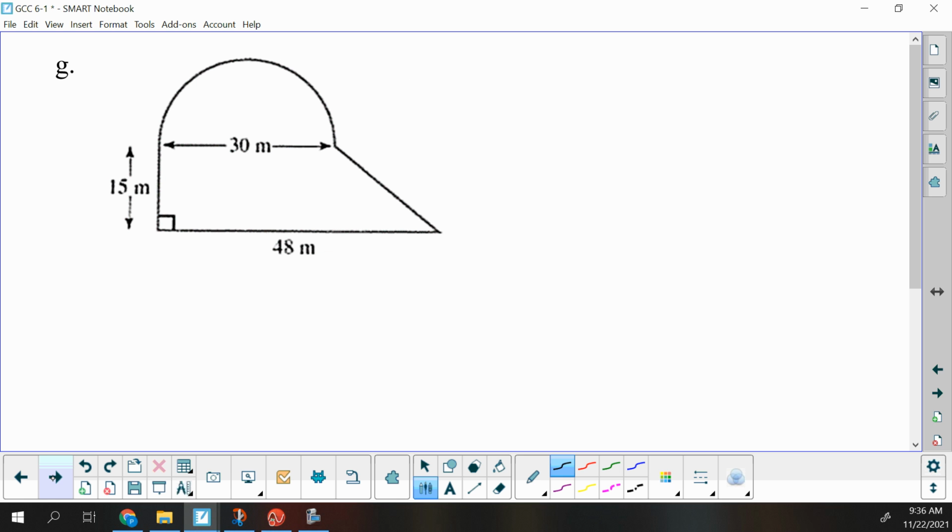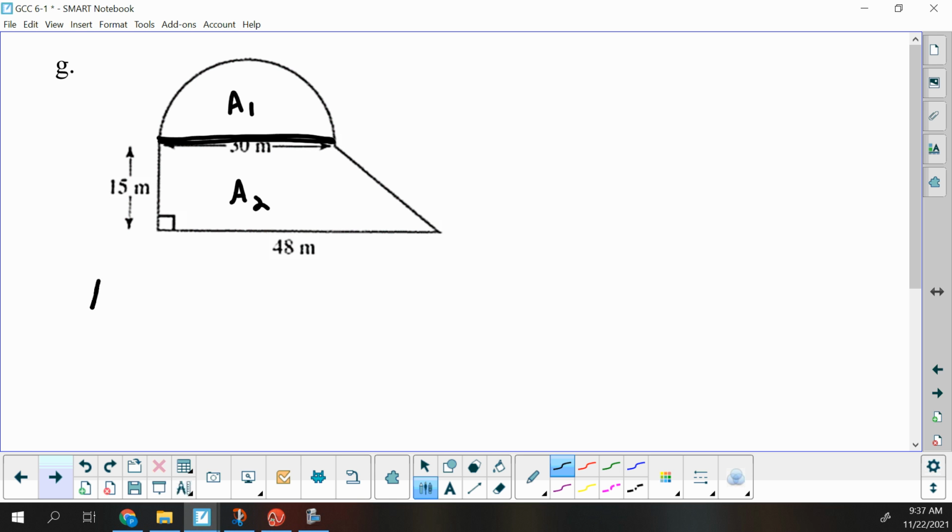Moving down to the bottom, we're going to divide this into a half circle. Oops, I drew my line a little high. A half circle and a trapezoid. Now you could split this into 3 shapes, a half circle, a rectangle, and a triangle, but I'm going to do a half circle and a trapezoid just for us to get practice doing the trapezoid one. So let's call this one A1 and that one A2.